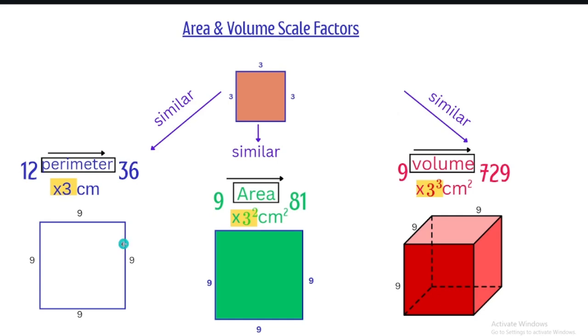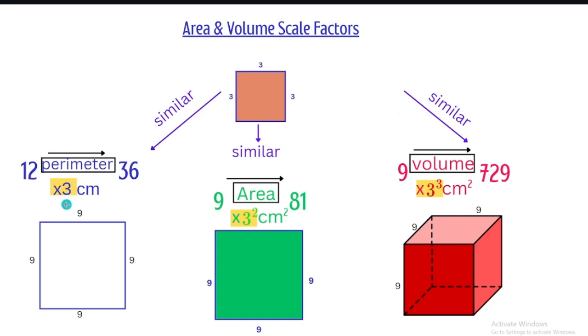This square has a perimeter of 12, which is 3 times 4. The other square will have a perimeter of 36. That means the shape was scaled up by a factor of 3. That means every side was 3 times longer.